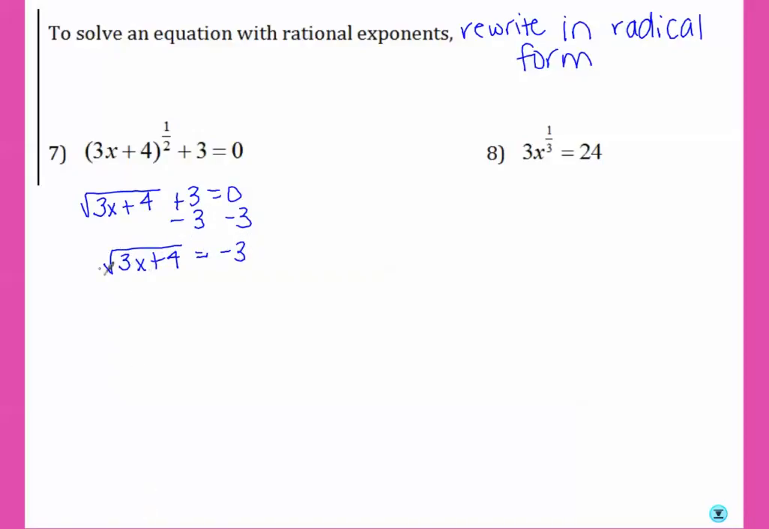Oh look, we have a square root, which is an even root, equal to a negative. What can we stop right here and say? That's right, that it has no solution.